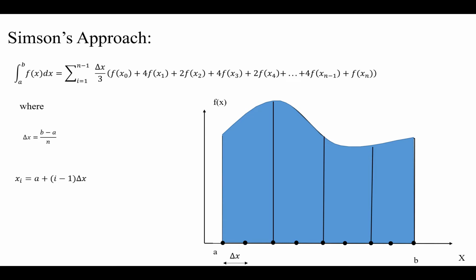You can see that there is a pattern for our equation. The first point, the coefficient is 1. The last point, the coefficient is 1. And then you are alternating between 4 and 2, 4 and 2. And then that would be the penultimate point, the point before last, and that would be the last point. We can use the Simpson approach.